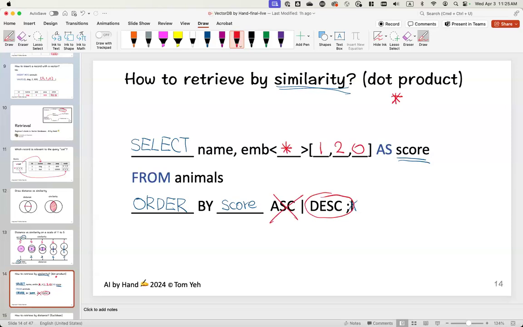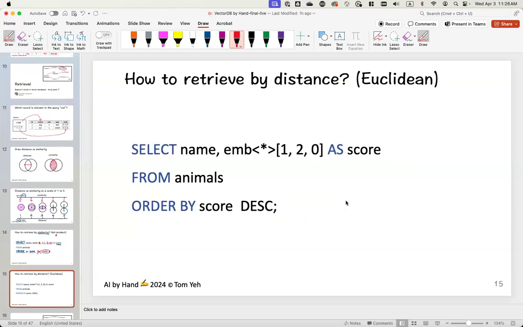So dot product is similarity, and similarity is supposed to be in descending order, so you can get something that's most similar. Something most similar is something that has the most overlap, and you can picture in your head something kind of bigger and larger. So that's why we want descending order. On the other hand, if we switch to the distance part, one of the most popular is called Euclidean distance, or L2 distance. And how do we retrieve by distance? Let's update this code.